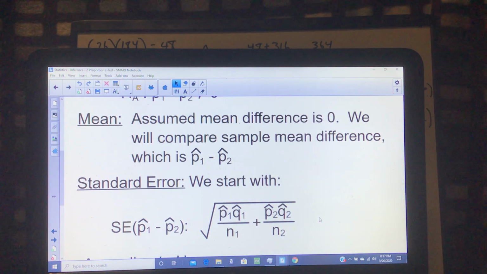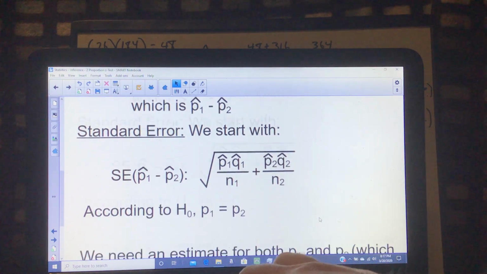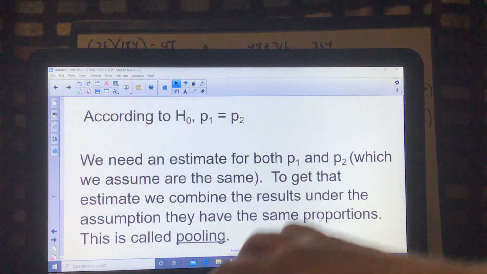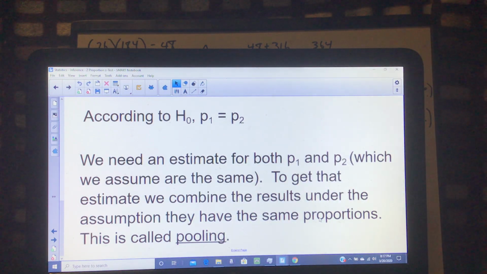This is called pooling. So we have to come up with something called the pooled number, which is referred to symbolically as p-hat pooled. So the logic here is that according to the null hypothesis, P1 is the same as P2. So we need an estimate for P1 and P2, which is the same. Our samples came out different, but we want to know what is a reasonable number. If they were the same, what would they be?